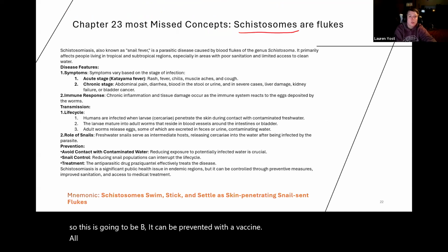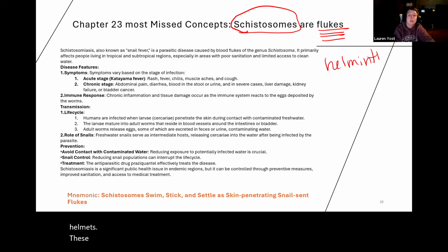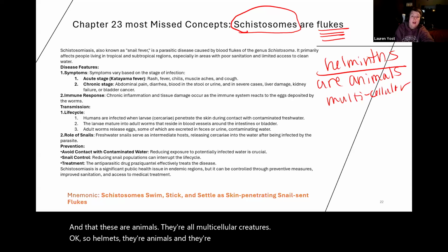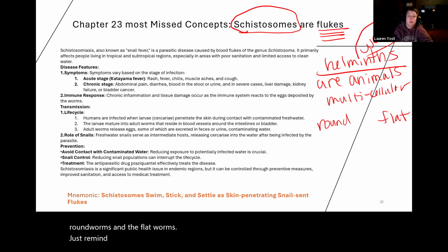Alrighty, schistosomiasis. These guys are flukes. So remember with our helminths, these are our worms, and these are animals. They're all multicellular creatures. So we have basically the roundworms and the flatworms. Just to remind you guys that we're talking about the parasitic worms here. So you have the roundworms and the flatworms.